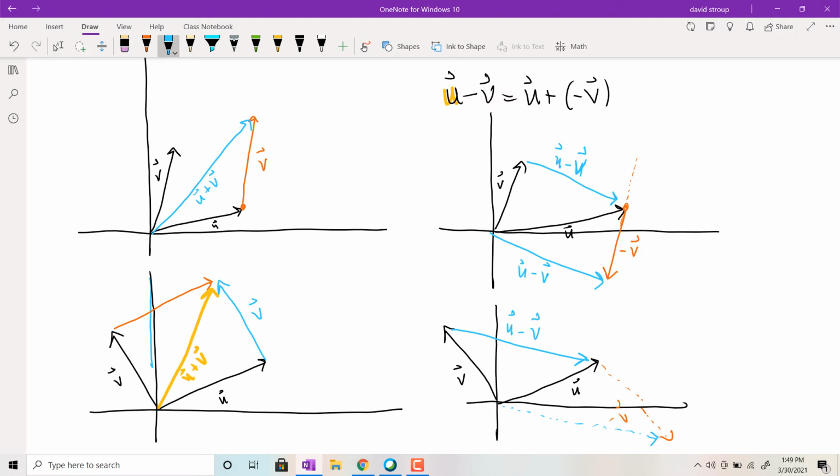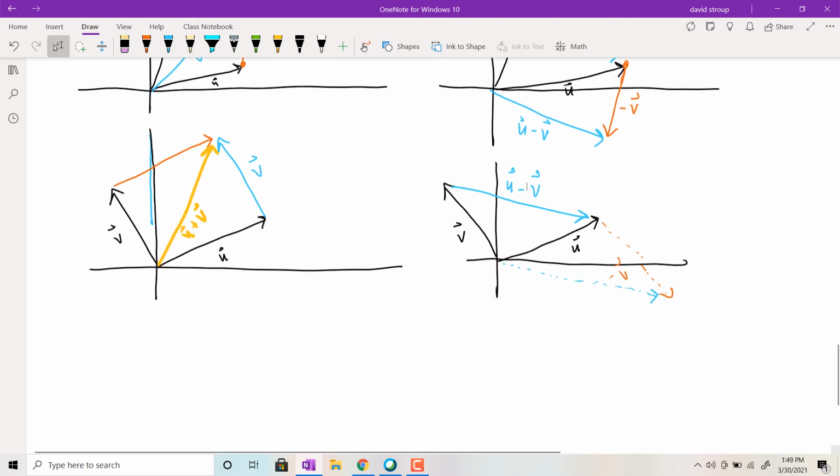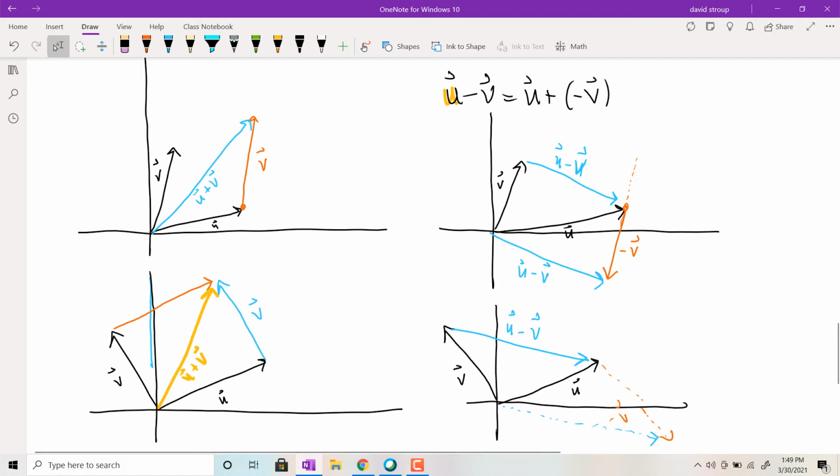You have to be a little careful about the directions. v minus u and u minus v are different, right? They're going in different directions. So when I first started, I would always think in terms of adding in the negative vector and then connecting in the same way that I would do for addition.